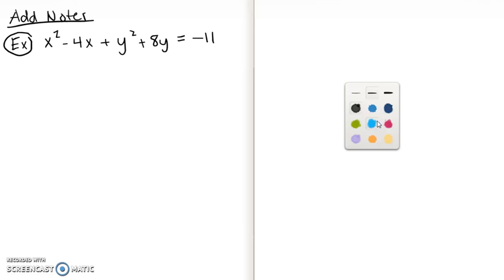Let's get to it. What color should we do? Oh. Purple. All right, everyone say hi. Fifth period, what's up? Give a shout out. No. All right, thank you. Here we go.